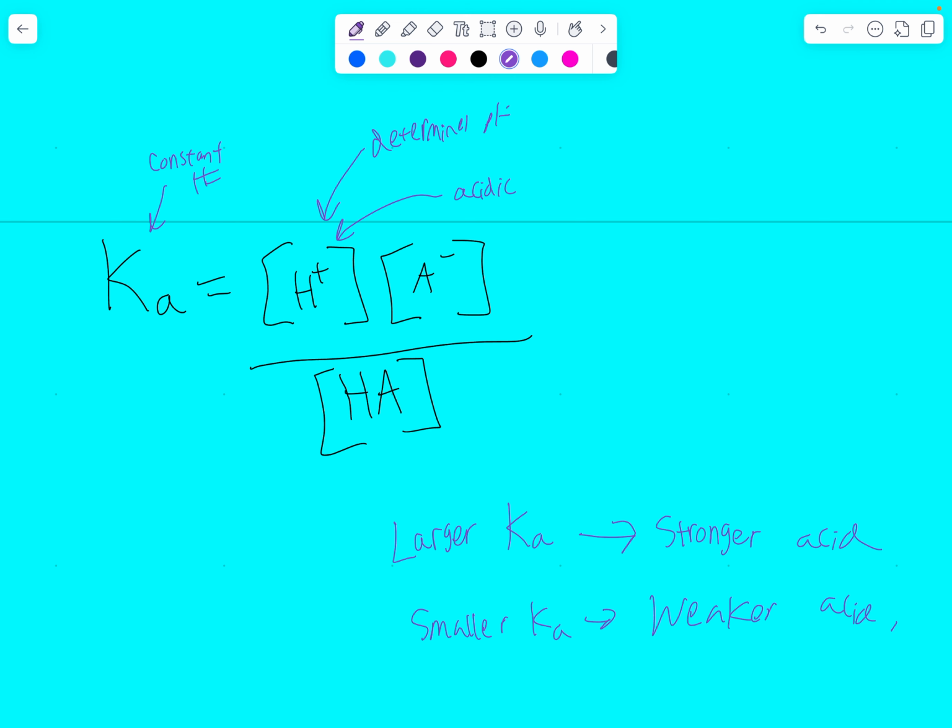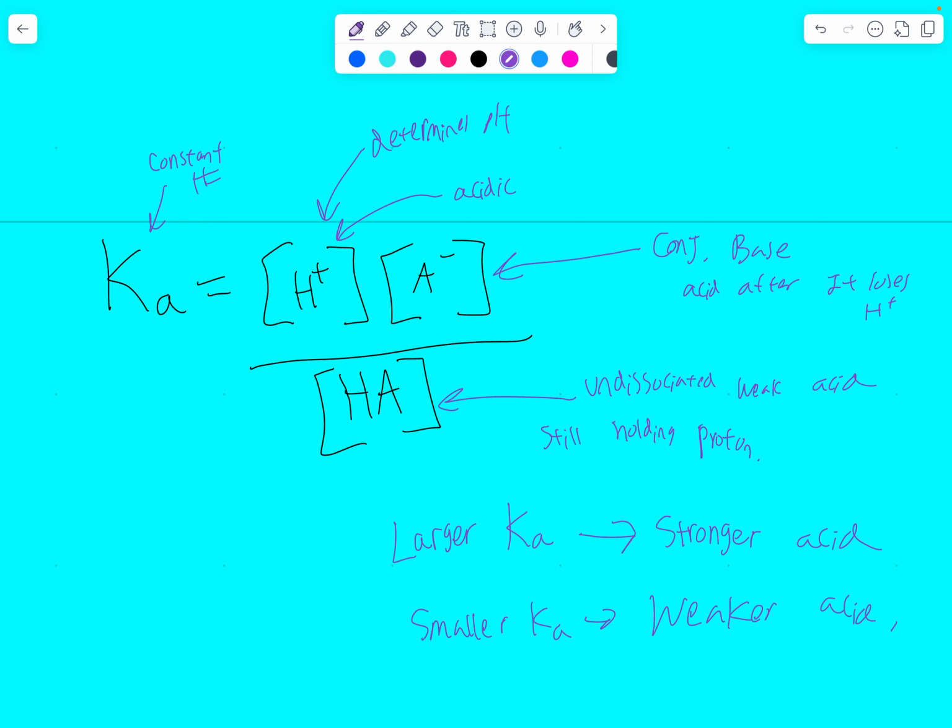Okay. [A⁻] is the concentration of the conjugate base, the acid after it loses hydrogen. Now you have [HA]. This is the concentration of the undissociated weak acid. It's still holding onto the proton. We are not doing biology yet.